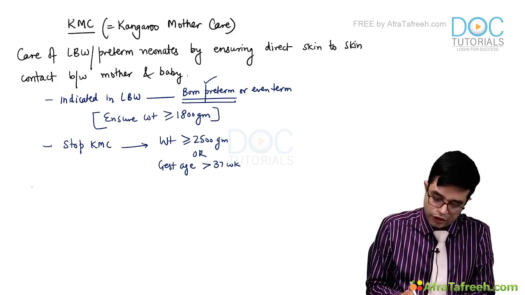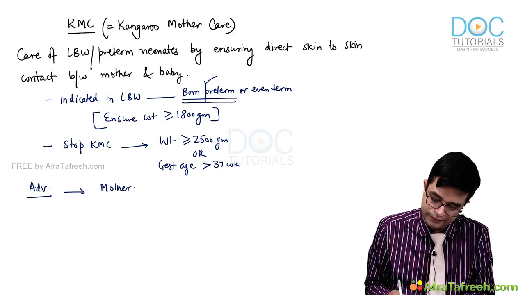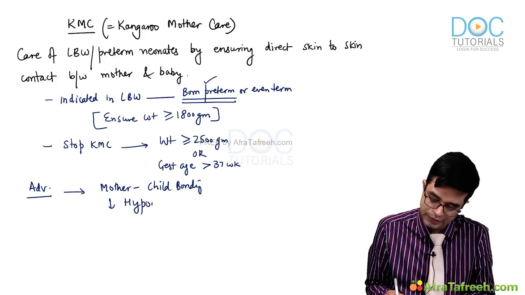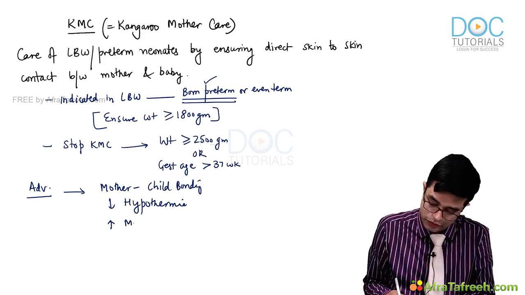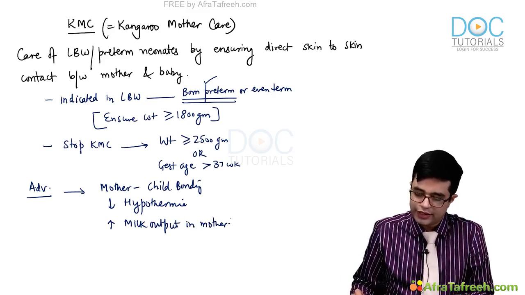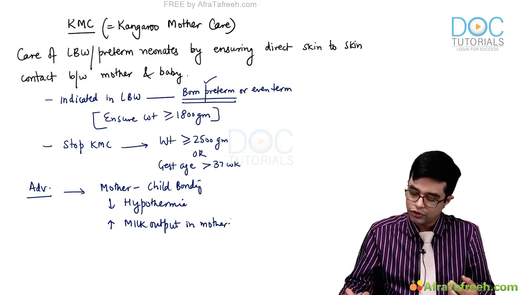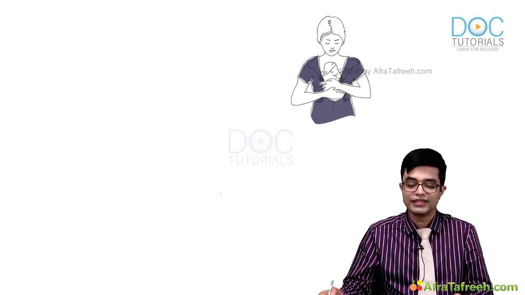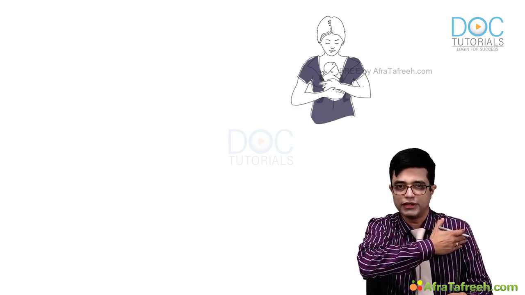Kangaroo mother care, what are the advantages? Advantages you already know. It ensures mother to child bonding. The child has decreased chances of hypothermia, not in the mother, and it increases the milk output in the mother as well. So it ensures adequate feeding in the child as well. All these are advantages. There are, frankly speaking, no disadvantages of kangaroo mother care, and so it is highly recommended in these babies. You can get a photograph like this and they will ask you what is being done. This is kangaroo mother care which is being done. Direct skin to skin contact, and then you bring a cloth to cover both mother and baby together.